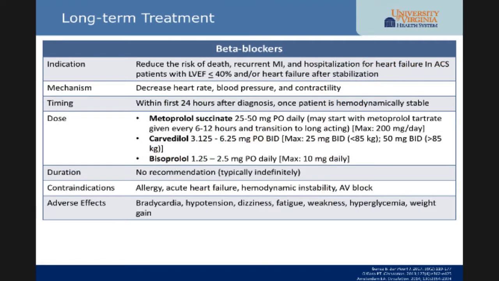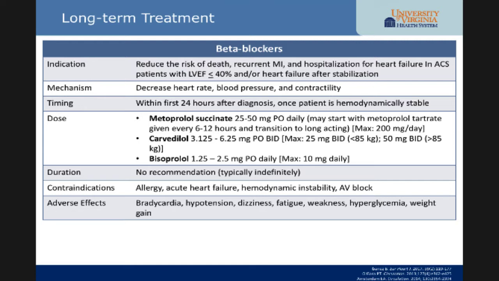So next we'll talk about beta blockers. This is the last portion of MONA B, so the B in MONA B. These are indicated to reduce the risk of death, recurrent MI, and hospitalization for heart failure in acute coronary syndrome patients who have a left ventricle ejection fraction less than or equal to 40% and/or heart failure after stabilization. These work by decreasing the heart rate, the blood pressure, and contractility, providing a lot of beneficial hemodynamic effects for these patients who have just experienced an acute coronary syndrome.